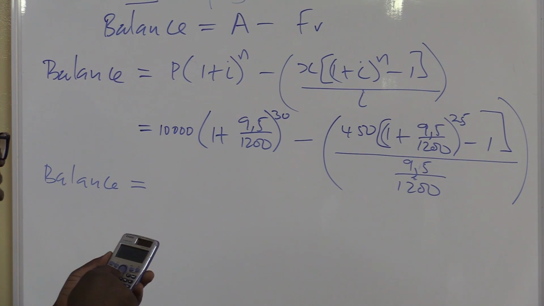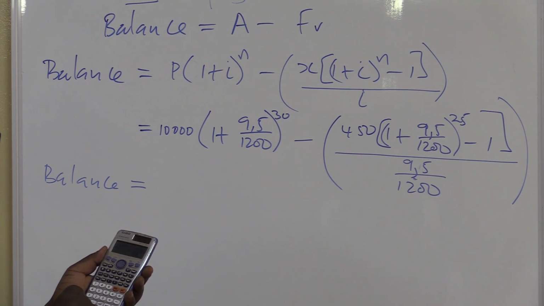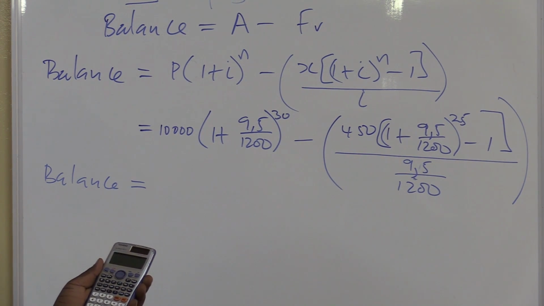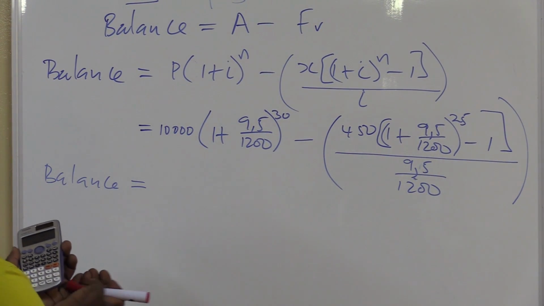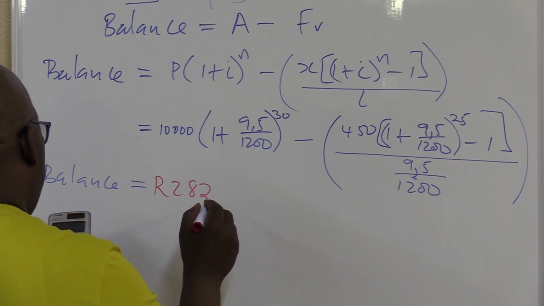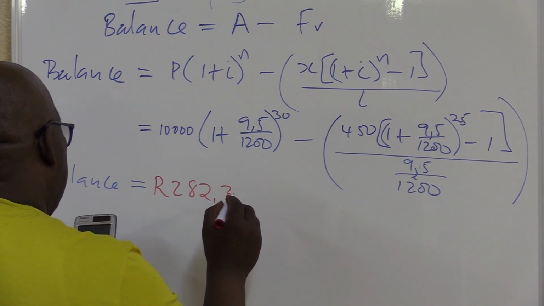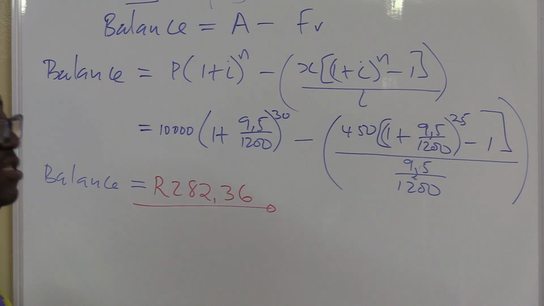I go to my denominator now. What is my denominator? My denominator is also a fraction, so it's 9.5 over 1,200. I go out again. I close this big bracket, and my calculator will give me the value. Right, the value I get here for my balance is 282.36. This is the balance that Timothy will owe.